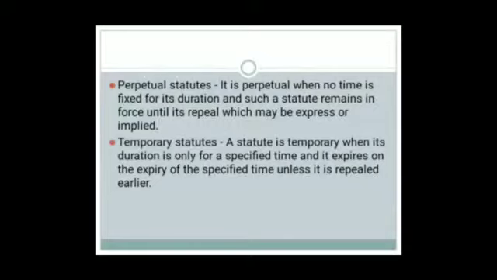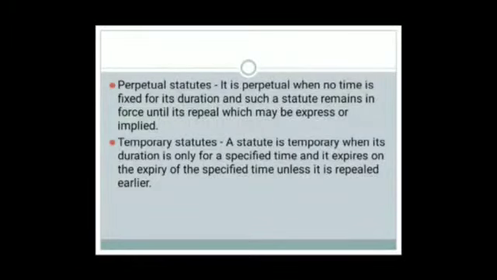On the basis of duration, statutes are classified as either perpetual or temporary. A perpetual statute is one where no time is fixed for its duration, and it remains in force until its repeal, which could be either express or implied. It is perpetual in the sense that it is not obligated by flux of time or by any non-user.